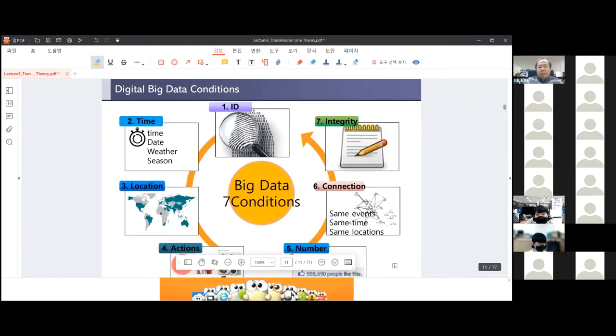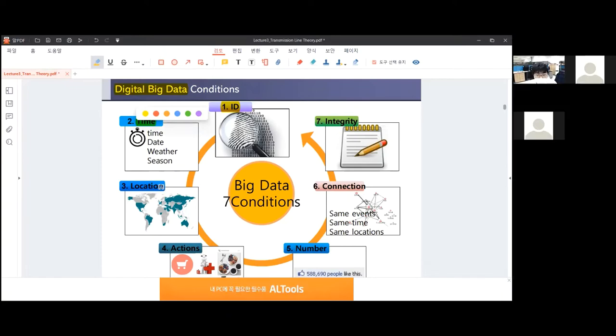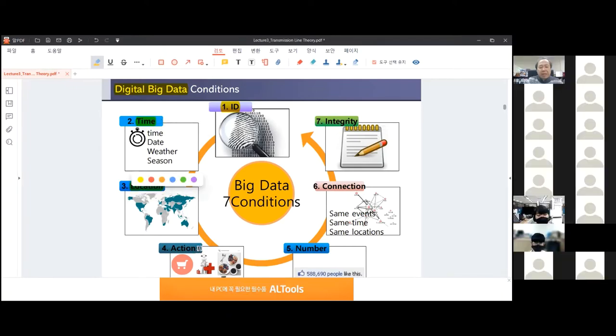When we are generating or collecting new digital data, I put high value on data when they have these seven properties. Number one important digital data requirement is identification. It means that if we know who is generating the data, the value of the data will be higher and higher. Second important information is the time. We need to know when the data is generated, where the data is generated, and what kind of action it has. Right now, I'm giving lectures. The number of actions will also be very important information, and also connection.